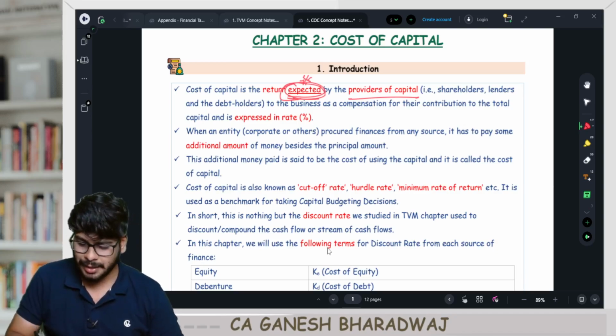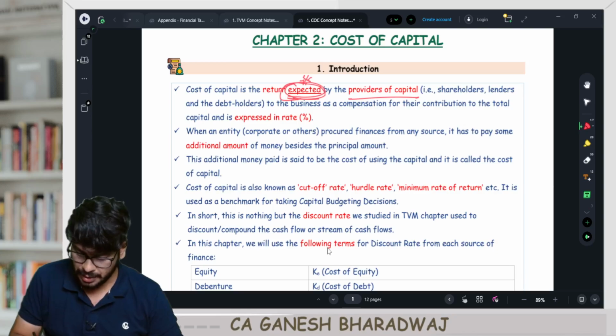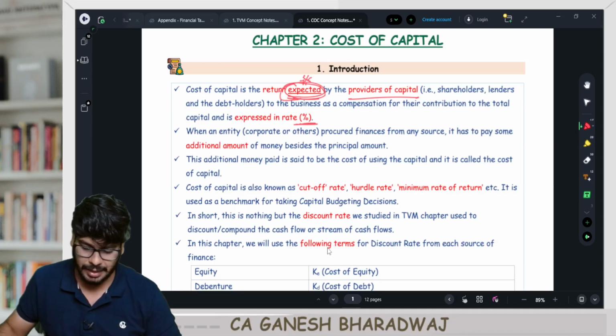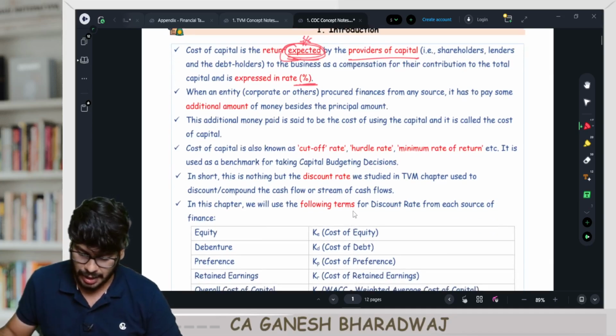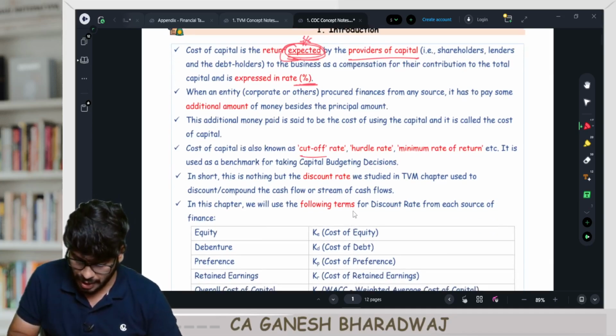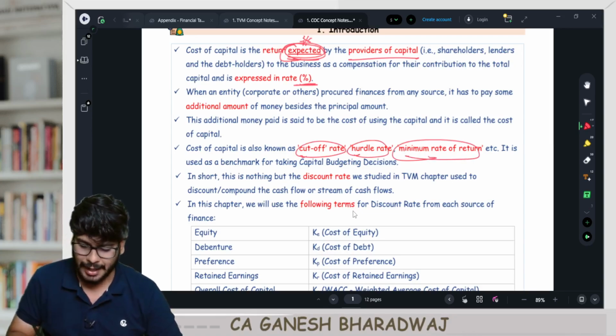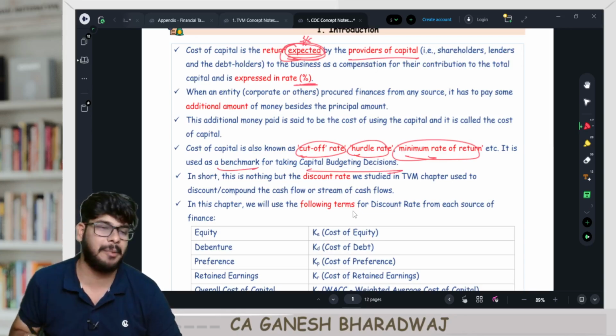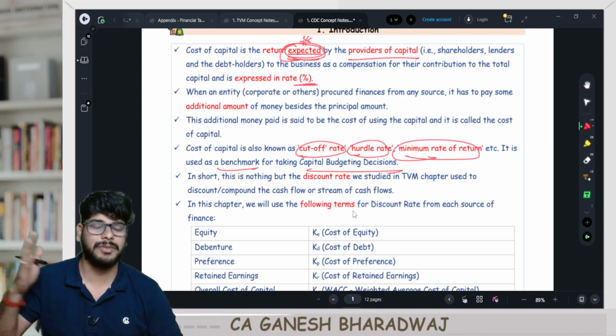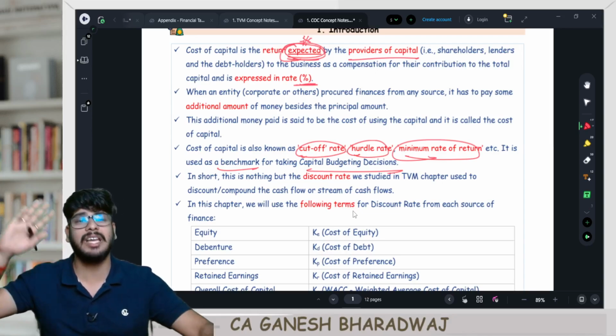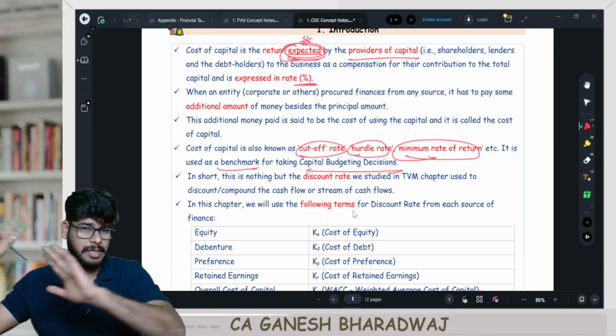So it's the return expected by the providers of finance to the business as a compensation for the contribution to the total capital, and it's expressed as a percentage. This is also known as the cutoff rate or the hurdle rate or the minimum rate of return, and it is used as a benchmark for taking capital budgeting decisions. What is the meaning of this? Capital budgeting decisions is basically your investment decisions. We will see in that chapter.